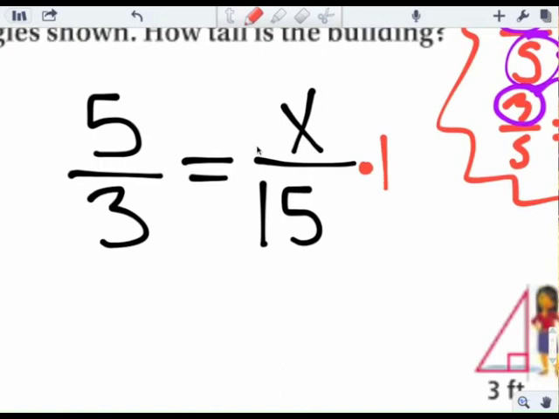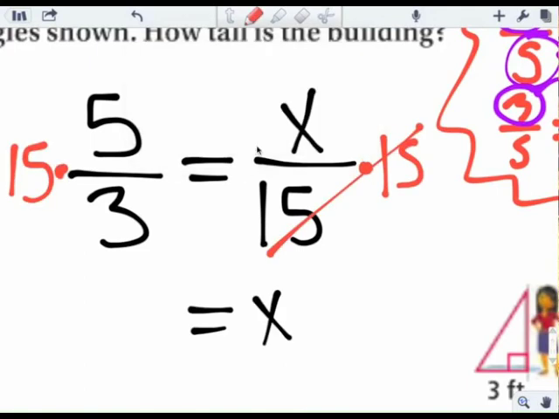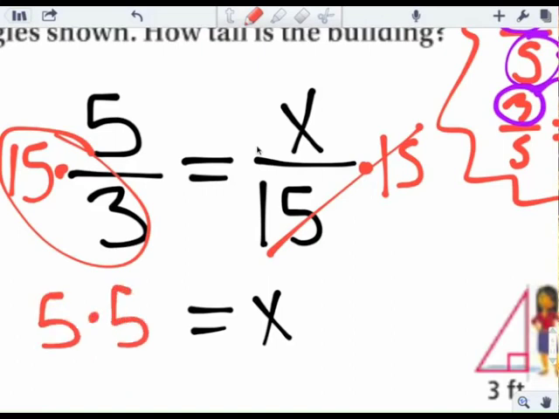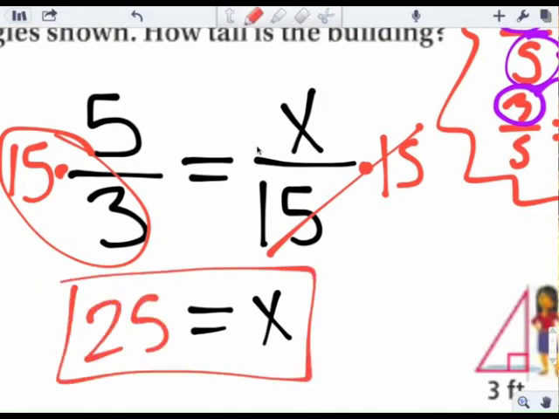So x equals, let's see, I'm going to do the same trick that I used the other time. I'm going to look at this first. 15 divided by 3, that is equal to 5. And that's going to be multiplying the 5 that was already there. 5 times 5 is 25. So the height of the building is 25 feet.